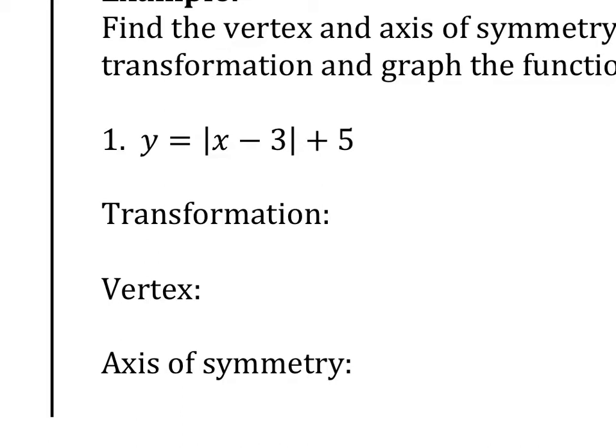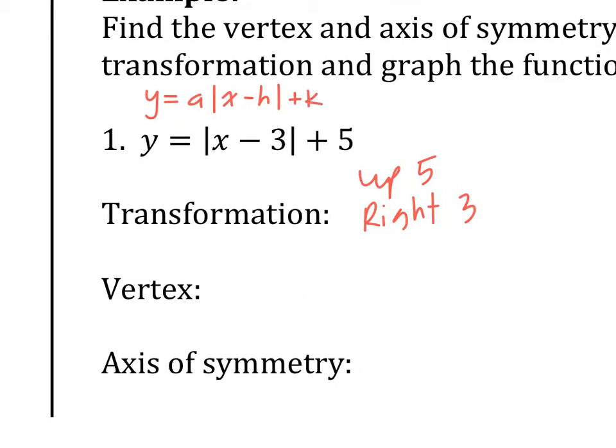So from the parent function, what happened to this graph? Up 5, right 3, correct. All right, next, vertex. This may be a little hard when you see it at first. I'm going to show you how to do it. So y equals a times absolute value of x minus h, plus k is the general transformation equation. We are going to try to figure out where (h, k) is from here.